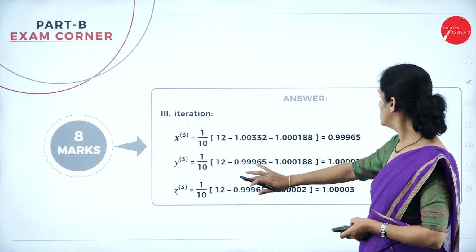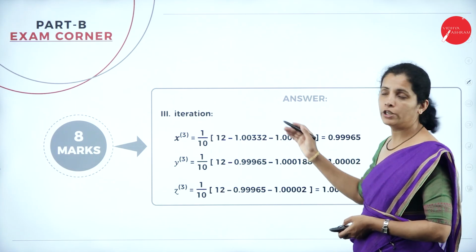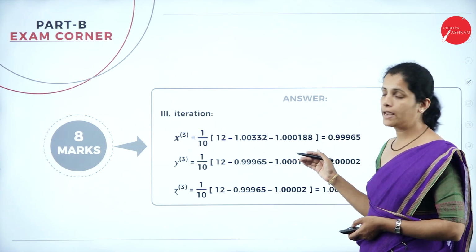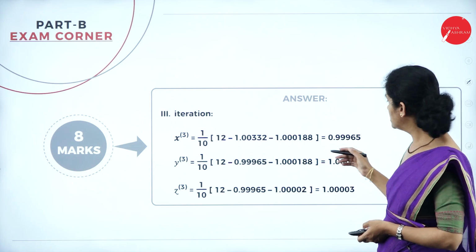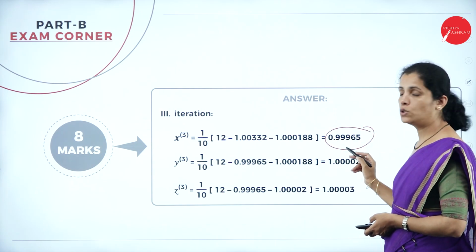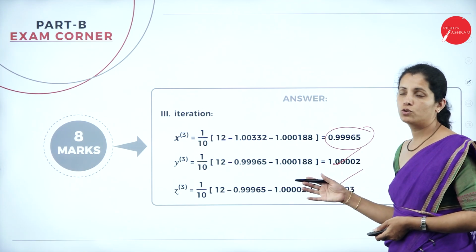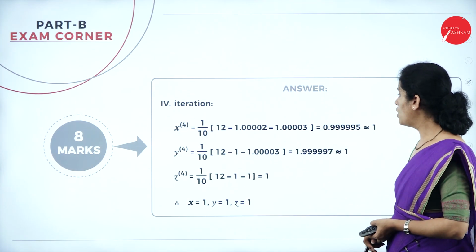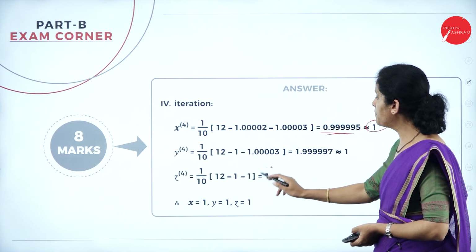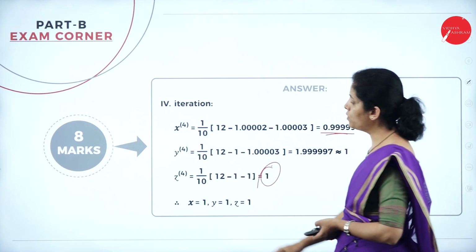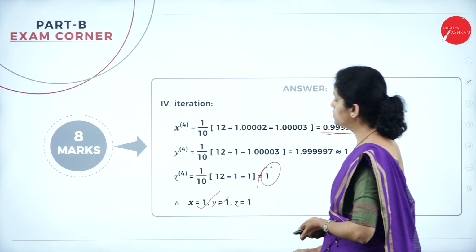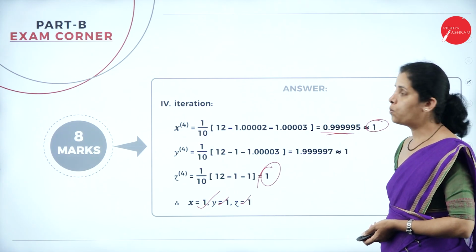I'm going to continue the iteration until I get the values 1. See here, this is approximately 1. This is 1 and this is 1. So, I'm going to stop the iteration. Here also it is approximately 1. Therefore, x is 1, y is 1 and z is 1.